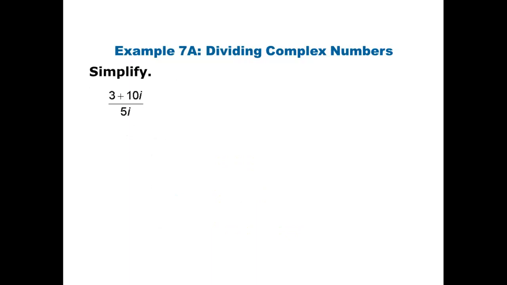Okay, our last operation is dividing. So when we are simplifying with this, the i, remember, is the square root of -1. Okay, and we should remember from algebra that we cannot have a square root in the denominator. So what we need to do when we see an i in the denominator is multiply by the conjugate of the denominator. So if the denominator is 5i, the conjugate is -5i.